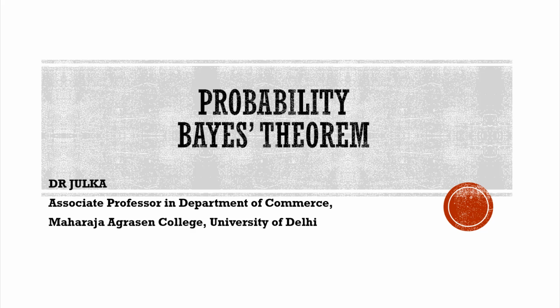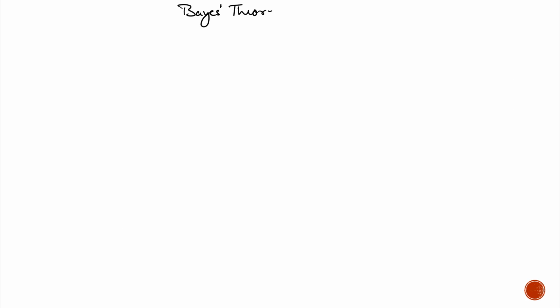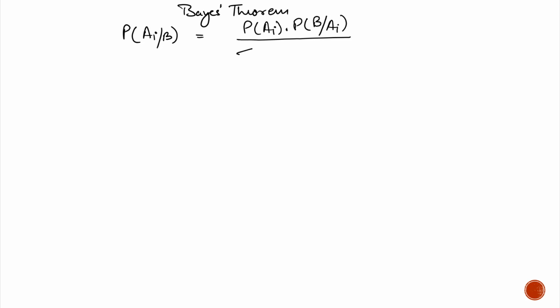Today's topic in probability is Bayes theorem. Under Bayes theorem, the probability of Ai upon B equals probability of Ai multiplied by probability of B upon Ai, divided by the summation of probability of Ai into probability of B upon Ai, where i starts from 1 to n. We can prove this formula.